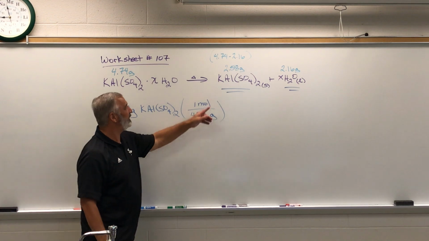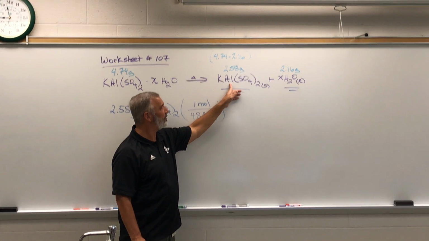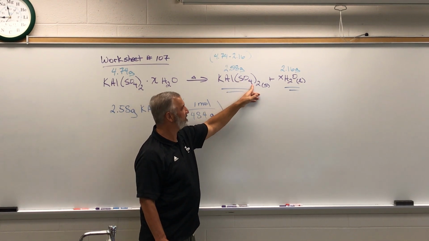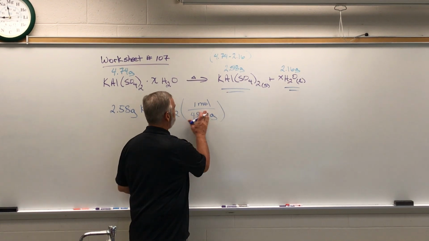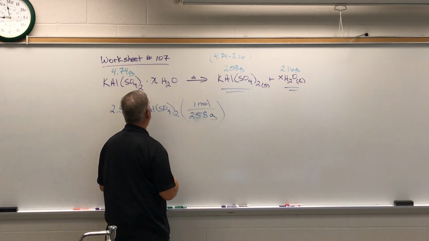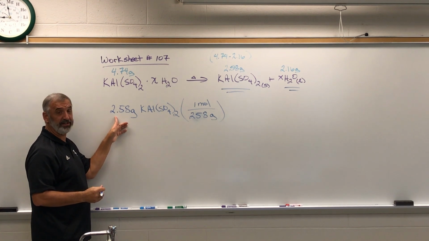So just add them all up. Here, I'll tell you the numbers. 39.09 plus 27.0 plus 96 times 2 is 258.09. 258? Okay? Now, that makes more sense, because look, 2.58.